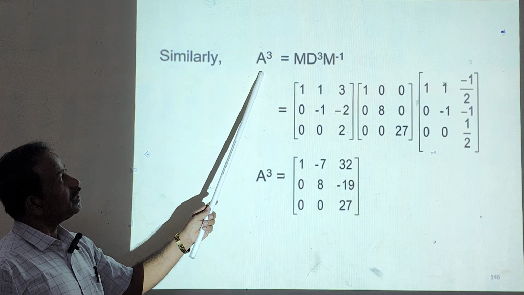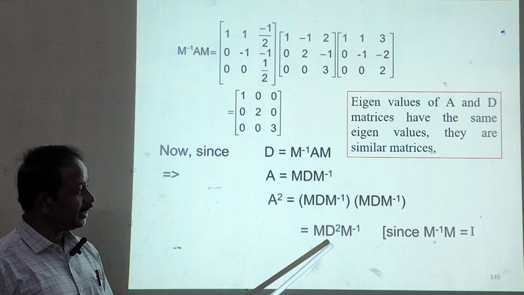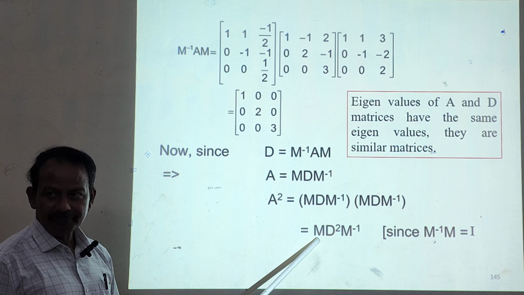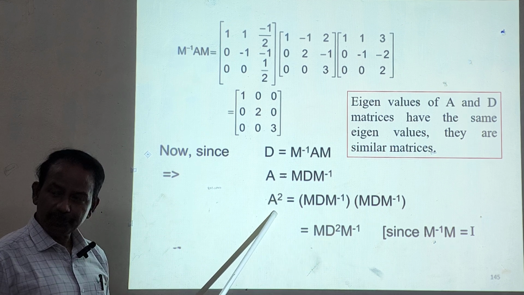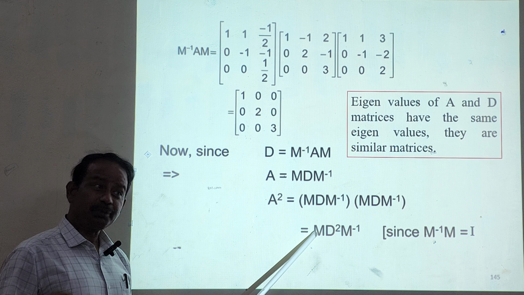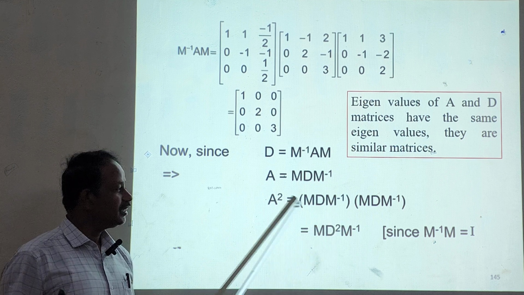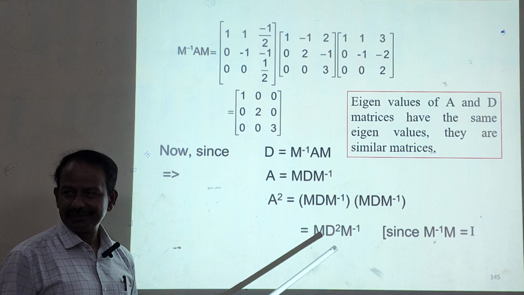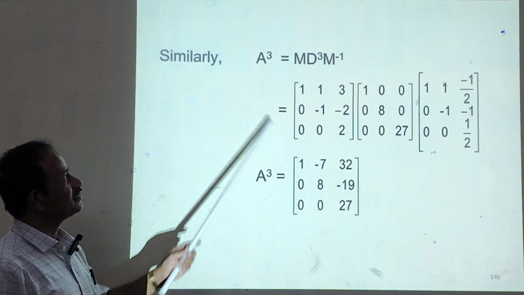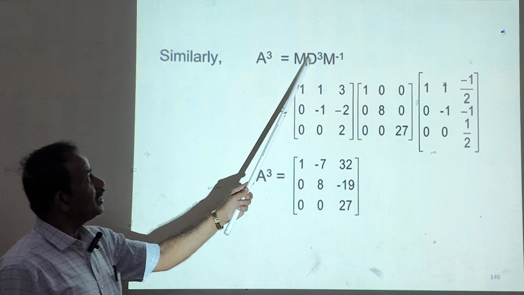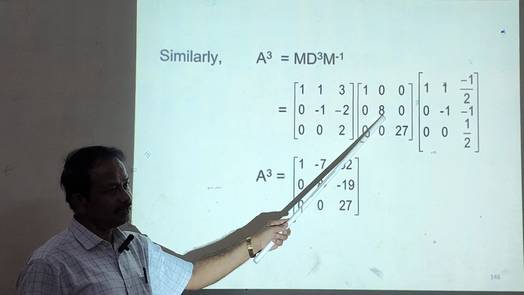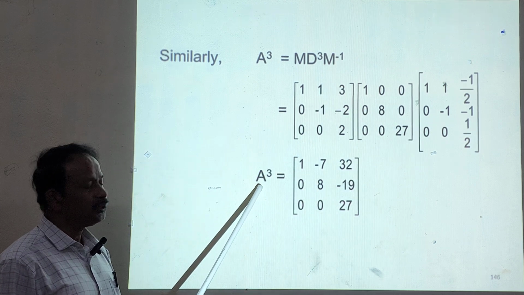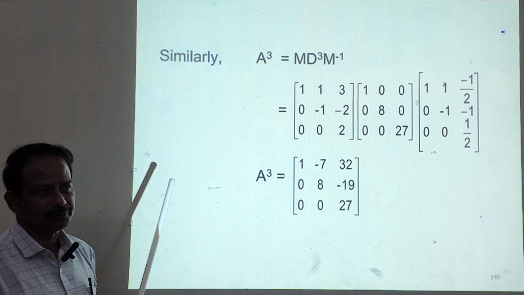Similarly, this is for A squared, and similarly you can have A cube. Again you will get only D cube, so m d cube m inverse. A to the power 4 will also be m d to the power 4 m inverse. A to the power 100 is m d to the power 100 m inverse. So you can have any higher powers. Your m is the model matrix here, D is the diagonal matrix which we have obtained, and m inverse is here. On matrix multiplication you will have A cube. So we have now found A cube.